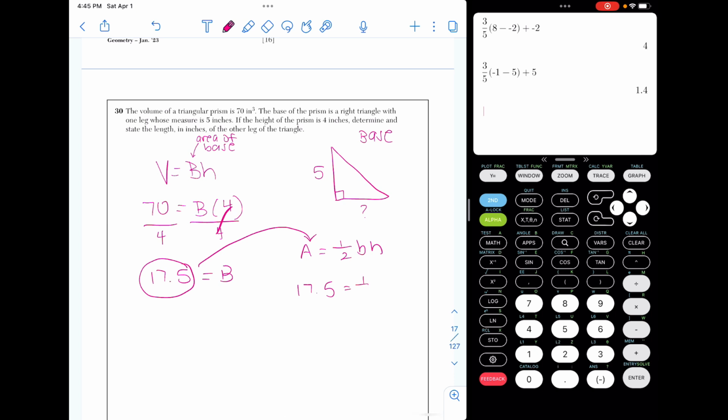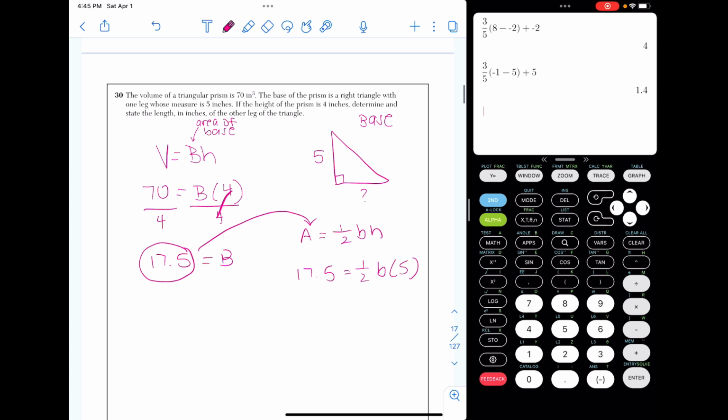So I'm going to plug in here 1/2. I don't know the base, but the height is 5, and now I'm going to just simplify this. I could multiply both sides by 2. So that's going to give me 35. And the 1/2 and the 2 are going to cancel out, equals 5b. Divide both sides by 5, and I get 7 for the base. And really, I'm going to say that 7 inches is equal to the length of the other leg.